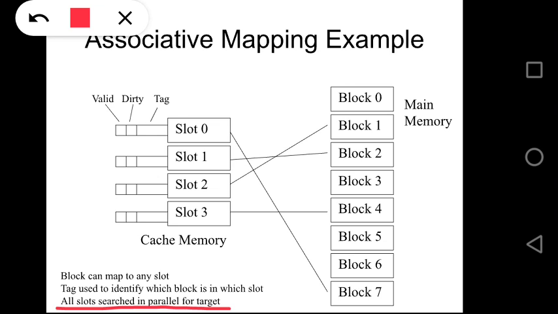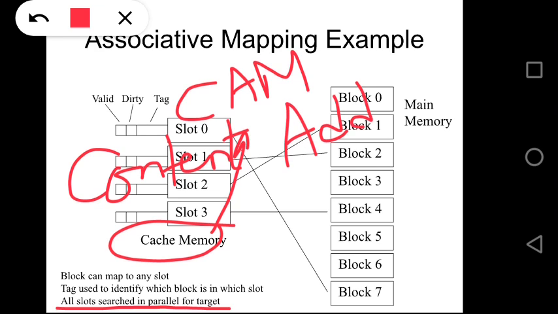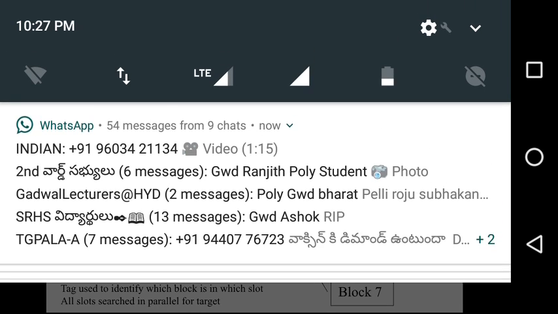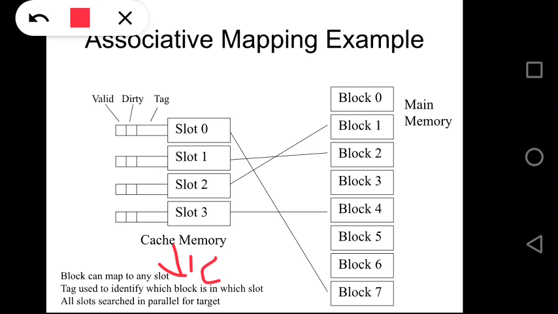memory. So the cache memory should be CAM. CAM stands for content addressable memory. Cache memory has to be CAM in fully associative mapping. It is required to have.